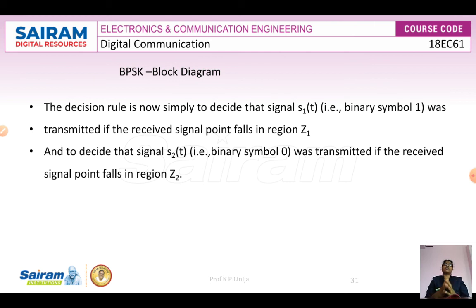So these are all about the generation and detection of BPSK, that is, coherent BPSK. Hope everyone understood the concept.